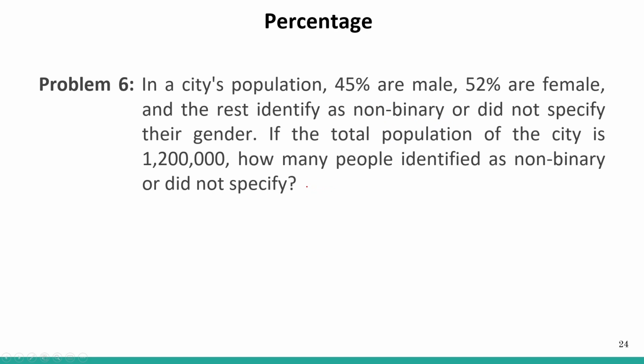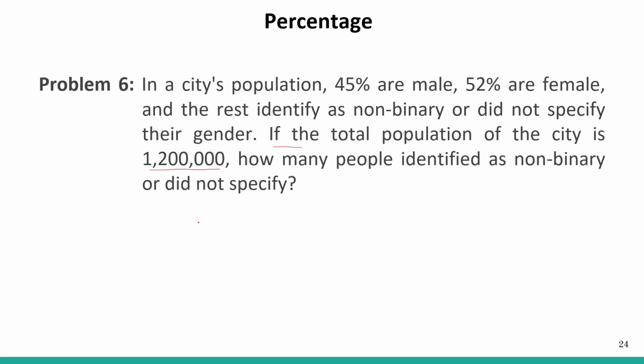Okay, so let's see problem number 6. In a city's population, 45% are male, 52% are female, and the rest identify as non-binary or did not specify their gender. So if the total population of the city is 12 lakh, how many people identified as non-binary or did not specify?